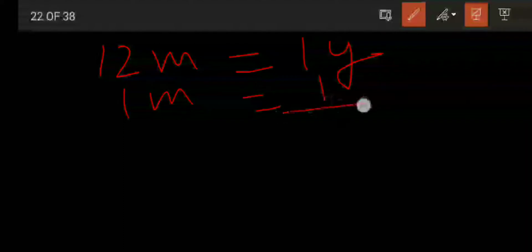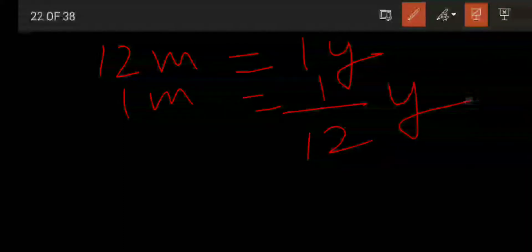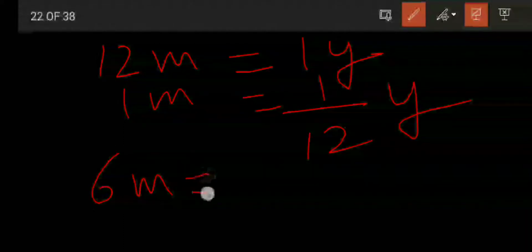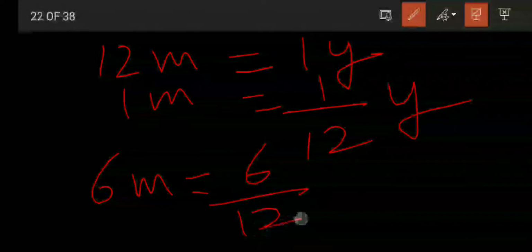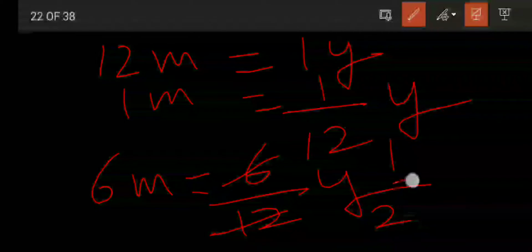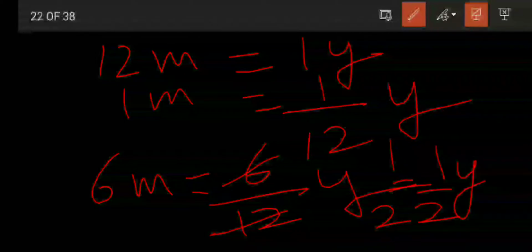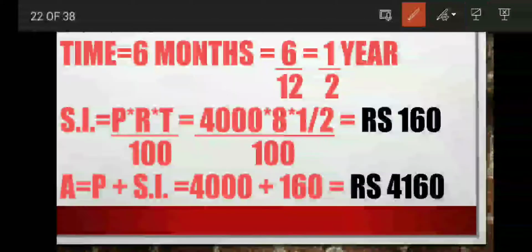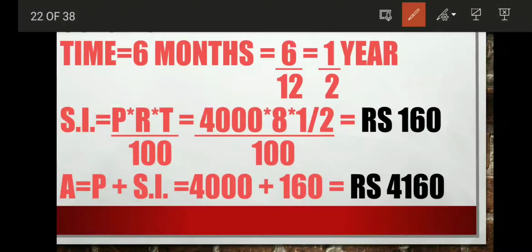See, 12 months equals 1 year. So, 1 month equals 1 by 12 years. So, 6 months equals 6 by 12 years. So, it gets cancelled. This is 1 by 2 years, or we know 6 months is equal to half a year. So, this is how we convert months into years.